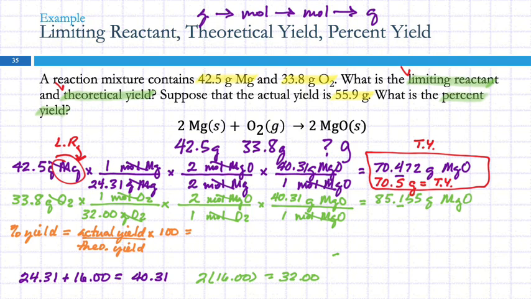So, what's the actual yield? The actual yield is 55.9 grams. I mean, you can't get too much clearer than that. 55.9 grams. What's the theoretical yield? We just calculated it.